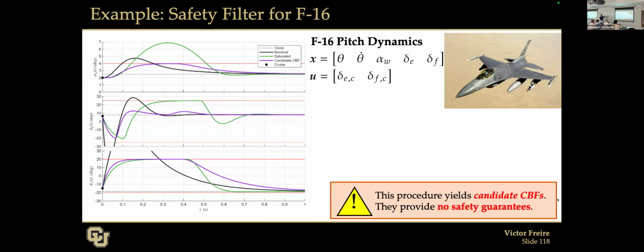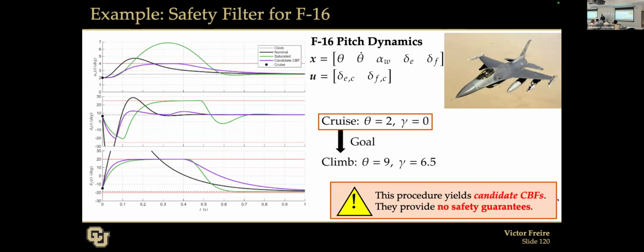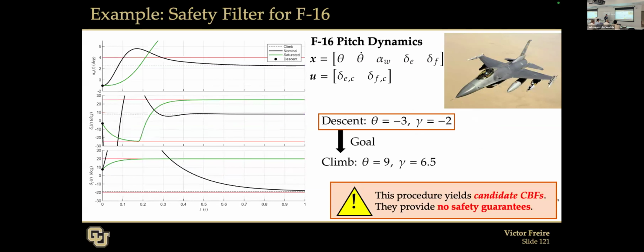Now, throughout the whole derivation in this example, I had this notice that this approach only yields candidate CBFs. Let me highlight what that means. So we transitioned from cruise to climb. Let's change that initial condition to transition from a descent. So instead of flight path angle 0, now it's a slightly negative flight path angle. Nose also pointed down, and we want to transition to the same climb configuration. With the same LQR controller, we can achieve that.